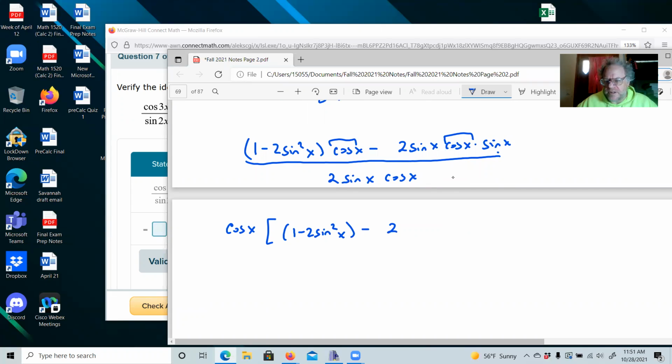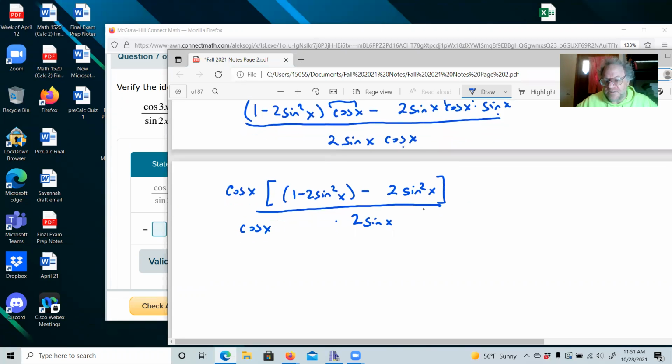It's going to be a sine squared, isn't it? Right? So 2 sine x times sine x. It's going to be a 2 sine squared x. Now we have a cosine x, because this cosine x times 2 sine x. Cosines cancel. So here we have 1 minus, we have minus 2 minus 2, we have minus 4 sine squared x over 2 sine x.